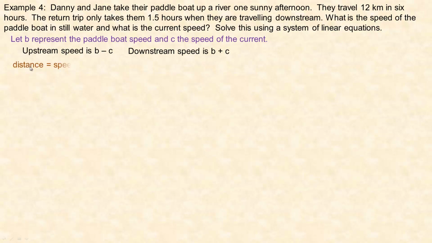Now, we use a concept you might have seen in a science class: distance is speed times time. We're going to use that to get two equations to solve for how fast the paddle boat can go in still water and what the current speed is for the river. Speed times time equals distance. I'm going to write it in a different order: time multiplied by speed equals distance. It's the same relationship, I just switched the order, because it's a more convenient way to write the equations.